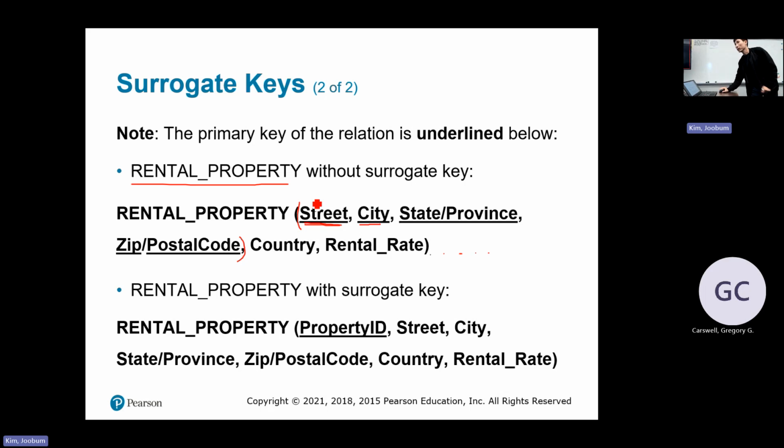So to avoid this kind of situation, we add an artificial number, in this case property ID, for example 2025 or ABC123, something like that. If we use this property ID as the primary key, we don't have to create a composite key of street, city, state, zip code. So the property ID column can be used as the primary key. This artificial number column is called the surrogate key. Okay.